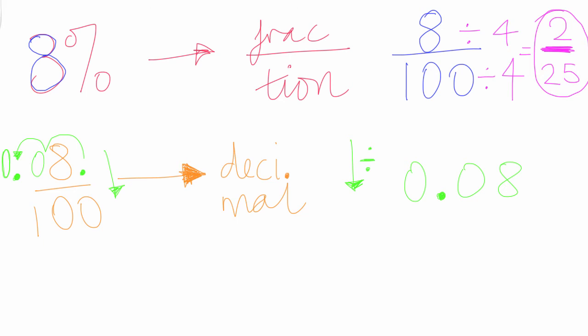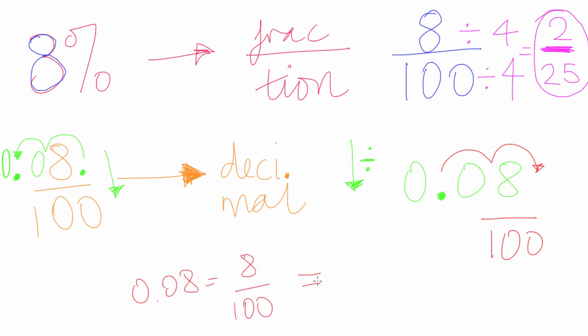Okay, change them back now. 0.08. We move that decimal point back, and we slip 100 underneath again. So now we've got 0.08 equals 8 over 100. And change that now from a fraction to a percentage. The over 100 bit is per 100, which is percent, which is 8%. There you go. Hopefully you use your cheat sheet to help you work that out.